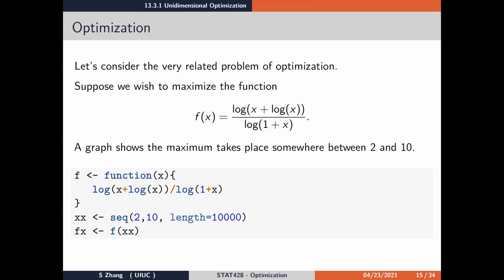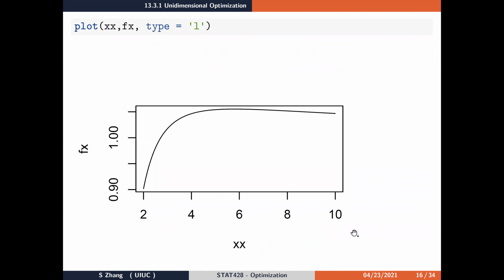Suppose we want to maximize a function f(x), and for example, it's in this form with a lot of logs. A graph can show that the maximum of this function is attained somewhere between 2 and 10. Here's the code for creating the function f, which takes value x and outputs f(x). We'll create a sequence of x values from 2 to 10, and evaluate the f function at each of these values. Here's a plot of this curve between this interval. You can see that the maximum is somewhere around here, but you can't exactly eyeball that.